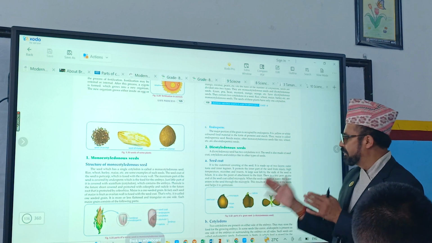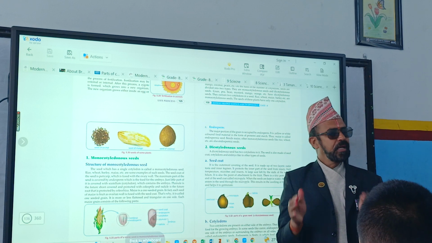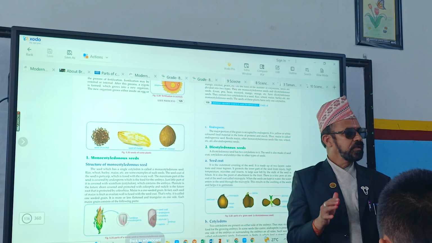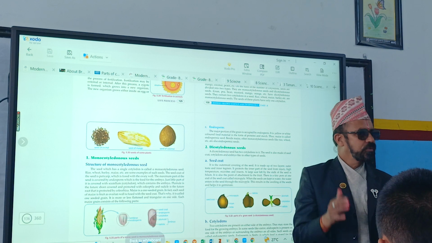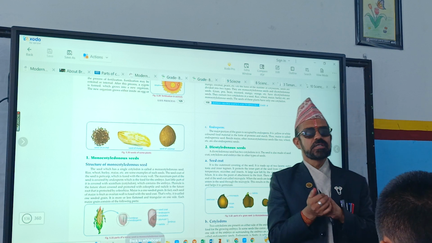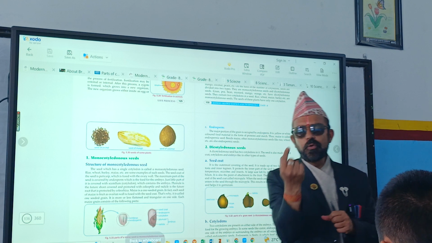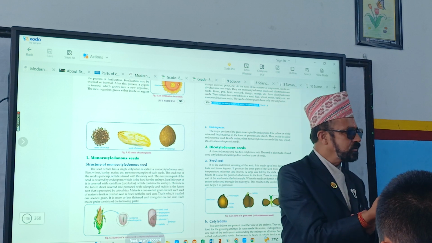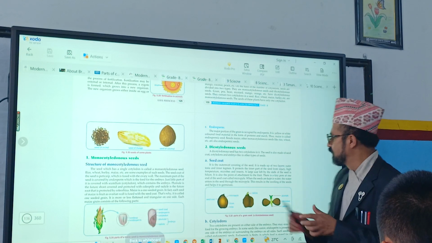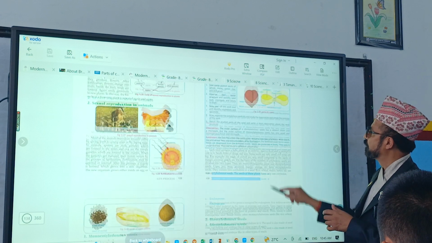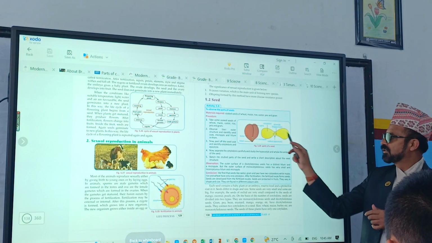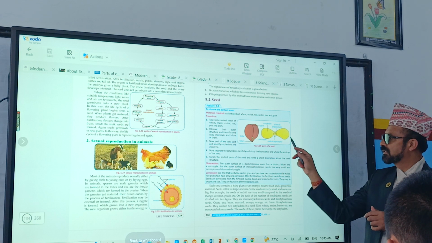But pea, gram, mango, peanut, do you love peanut or not? Almond, cashew nut also we can divide. These are dicotyledons. If there is one cotyledon, that is called monocotyledons. If there are two cotyledons, what is it called? Dicotyledons. So you can see here, these are the cotyledons. How many cotyledons are here? One, two. Right? This is dicotyledonous seed.